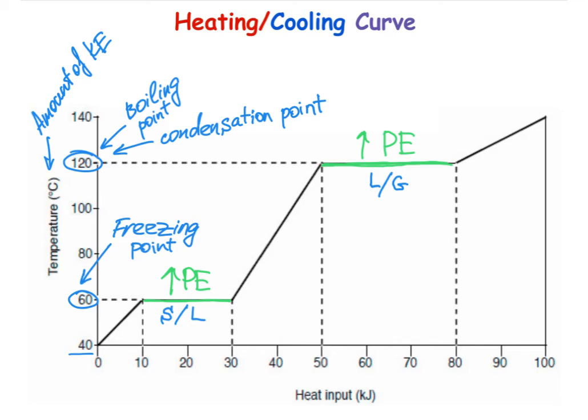And 60 degrees represents the melting point or freezing point of the substance. If we're transferring energy in, then this substance would be melting at 60 degrees Celsius. But if energy is leaving the substance at 60 degrees, this substance will be freezing.